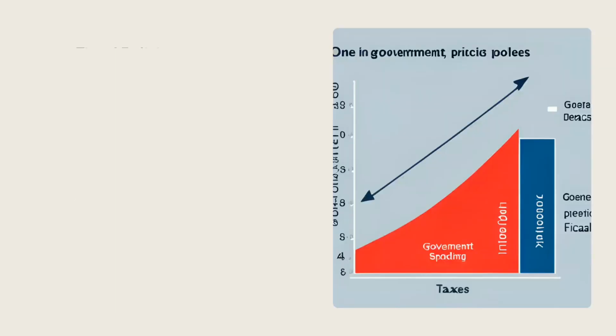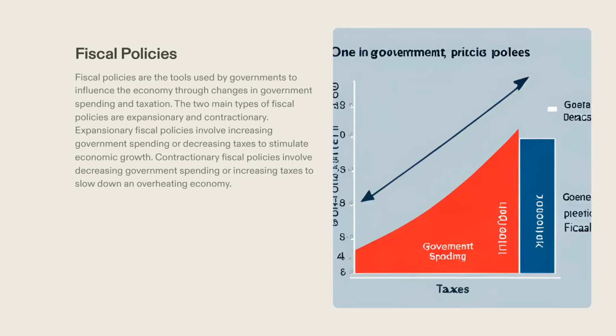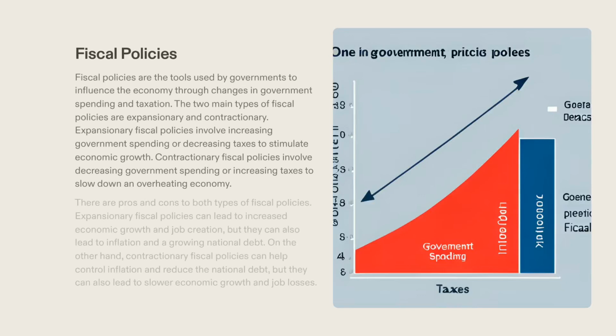Fiscal policies refer to the measures taken by governments to influence the economy. Expansionary policies are those which increase government spending or lower taxes to spur economic growth and job creation, whereas contractionary policies involve reducing government expenditure or raising taxes to contain inflation and reduce the national debt. Both of these policy options have their own benefits and potential drawbacks, however both are necessary for the effective management of a contemporary economy.